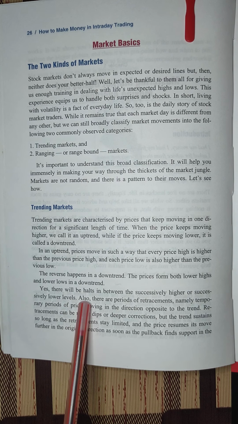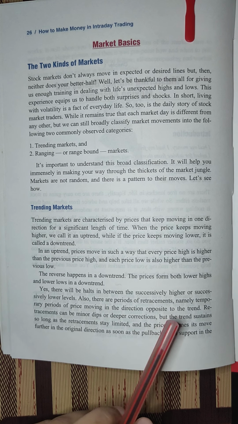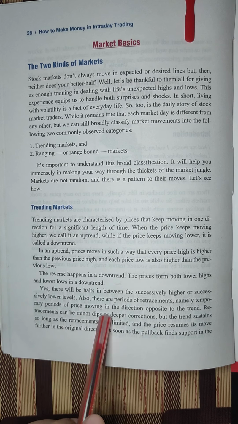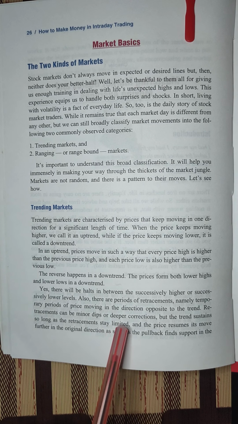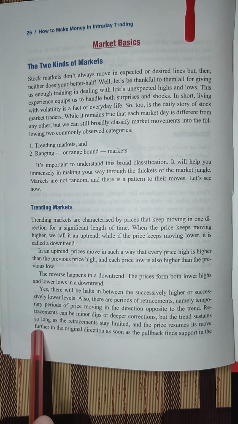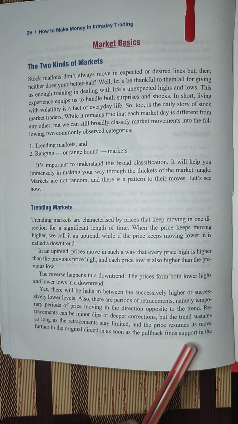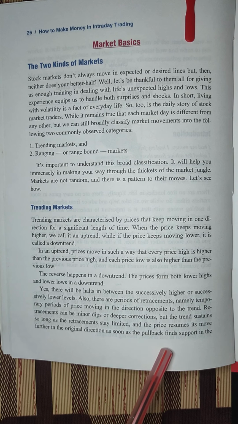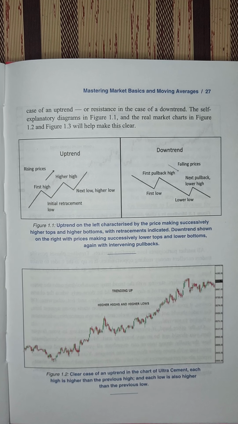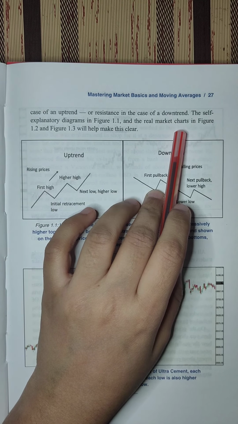Yes, there will be halts in between the successively higher or successively lower levels. Also, there are periods of retracements, namely temporary periods of price moving in the direction opposite to the trend. Retracements can be minor dips or deeper corrections, but the trend sustains so long as the retracements stay limited and the price resumes its move further in the original direction, as soon as the pullback finds support in the case of an uptrend and resistance in the case of a downtrend.